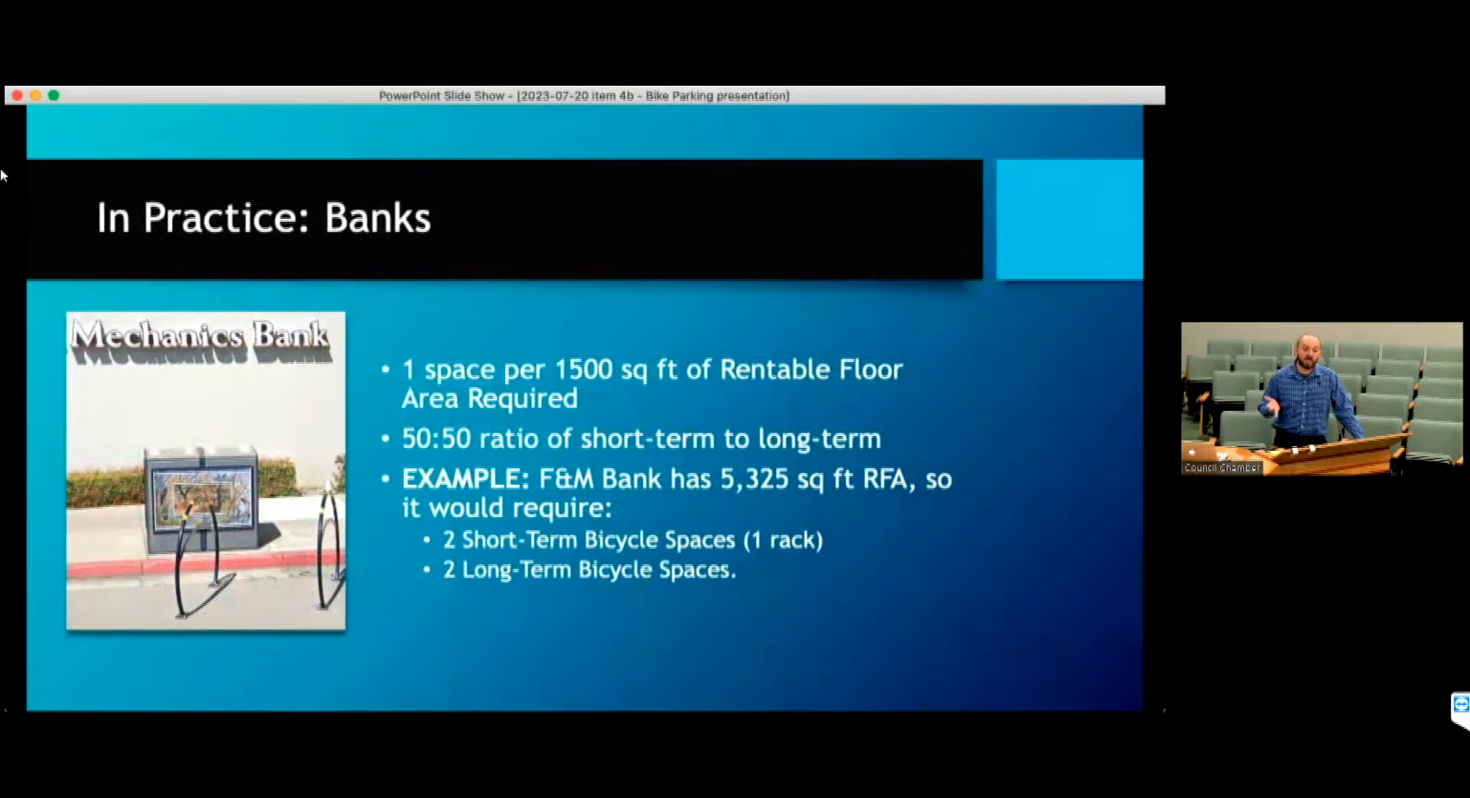Banks are a more even split. You've got the in-and-out short-term use and the workers, so we proposed 50-50 there. F&M Bank has 5,000 square feet, so that would require 1 rack and 2 long-term spaces.